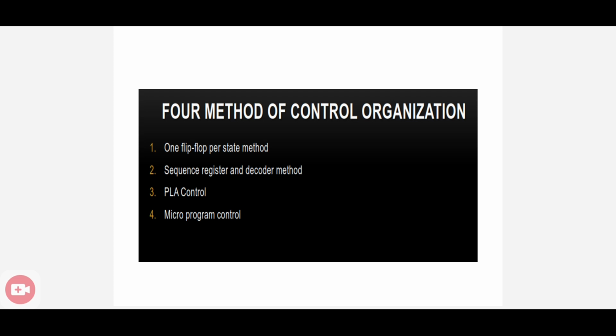There are four methods for implementing a control unit, or four methods for a control organization. First one, flip-flop per state method. Second one, a sequence register or decoder method. Third one, a PLA control, and fourth one, a microprogram control. Clear?